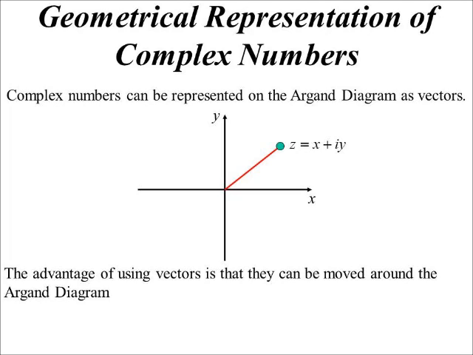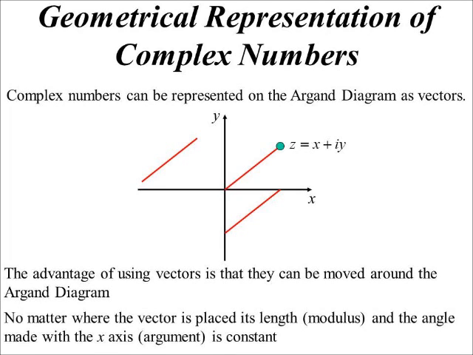So I could put it there. It still has the same length. It still is at the same slope. So it still represents the same complex number. I can put it there. Again, still the same length, still the same slope, so it still represents the complex number. But the question becomes, which complex number is it?